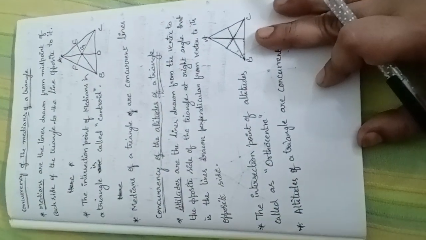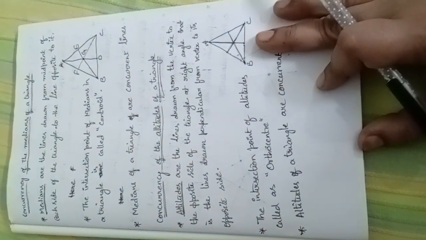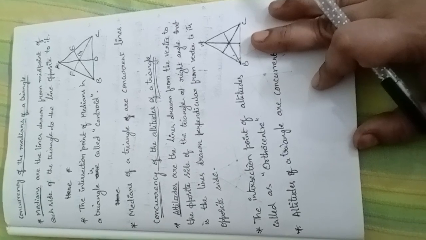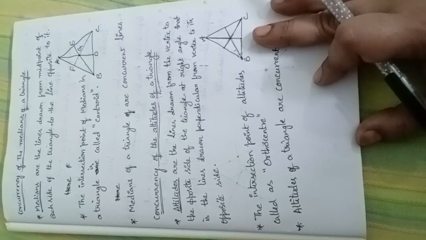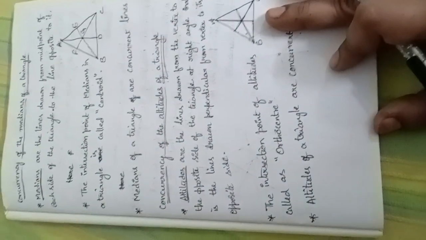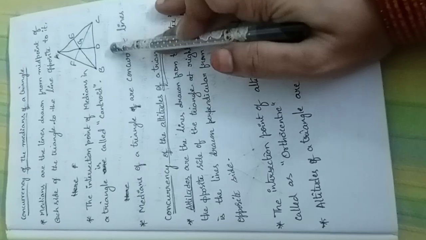In this video, I am going to explain the concurrency of medians, altitudes, internal bisectors, and perpendicular bisectors of a triangle. Okay, so first coming to medians.